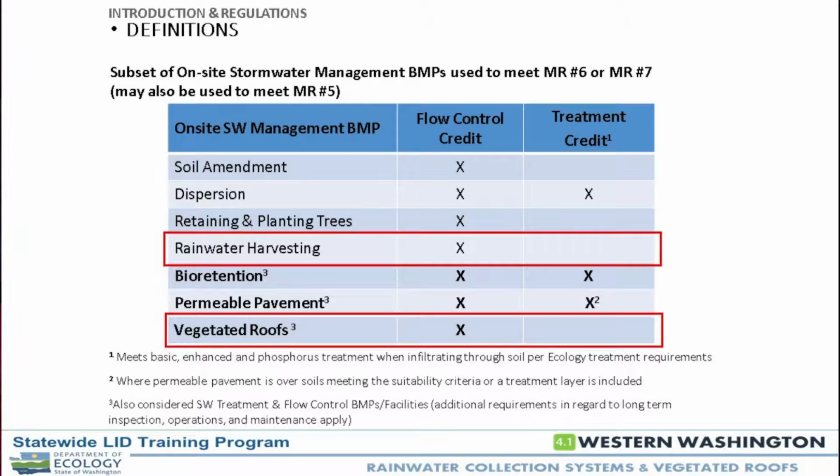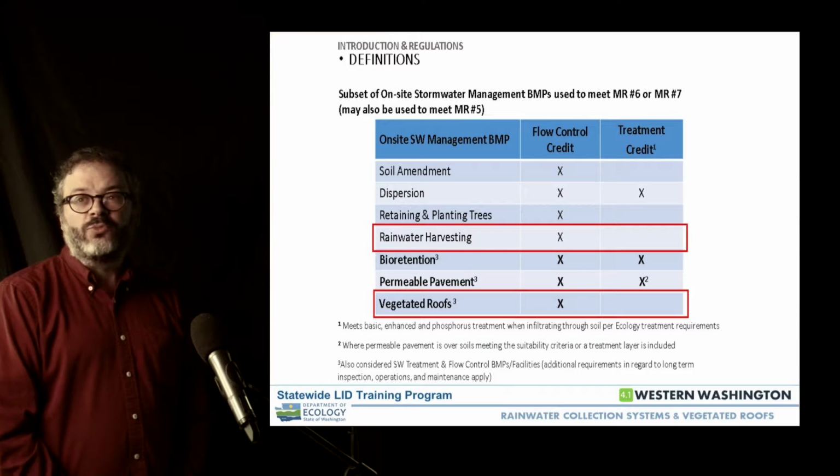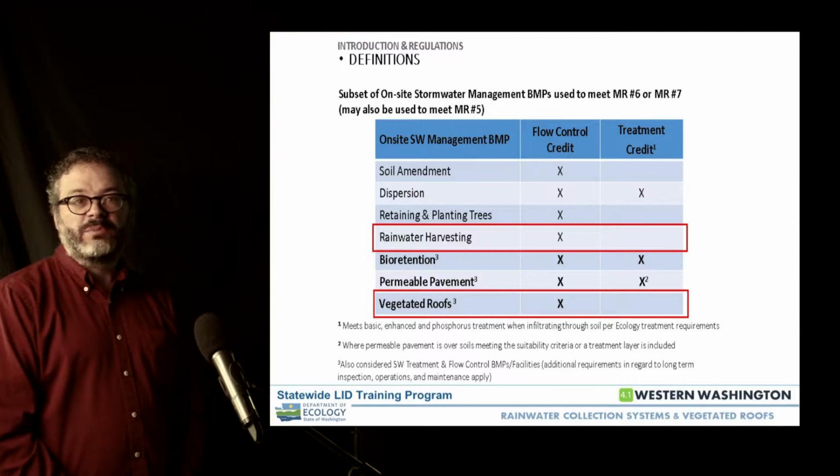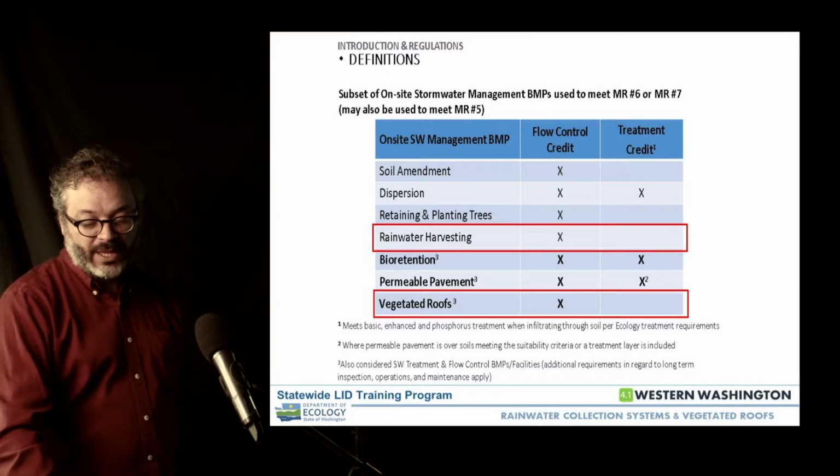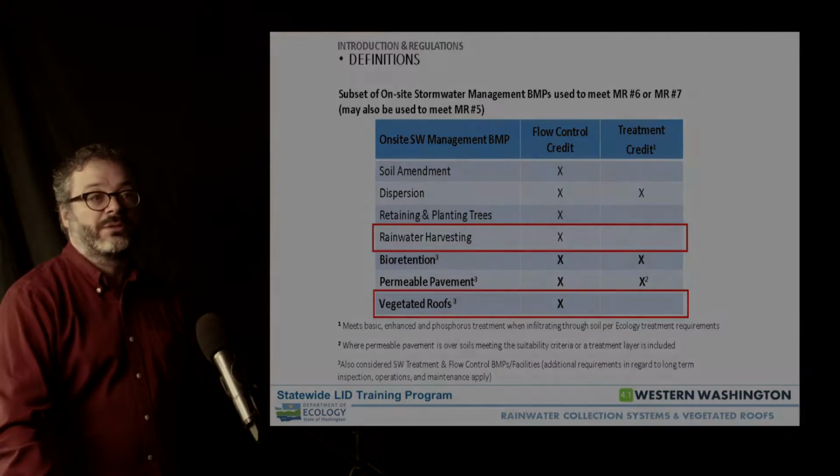Our work today with rainwater harvesting and vegetated roofs really are about flow control, while roof water quality is something that has been measured, and there is an issue there. As far as the manual is concerned, these are flow control issues.